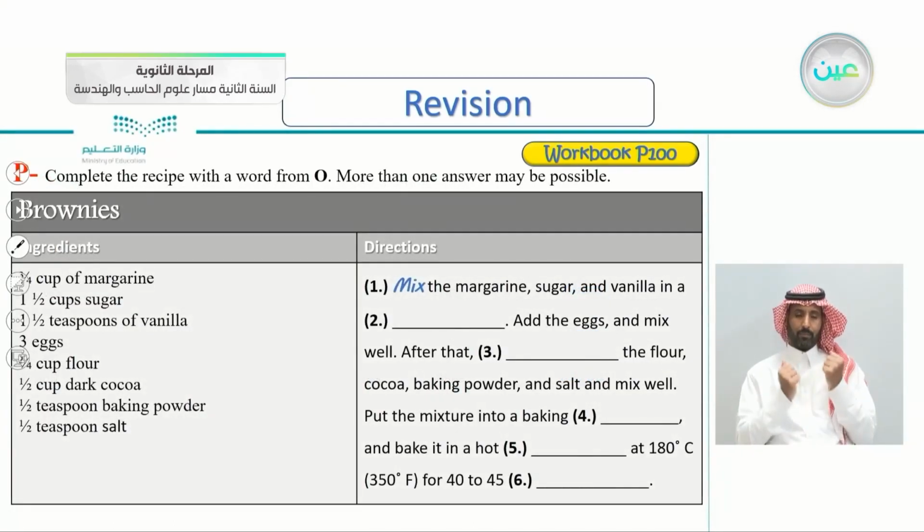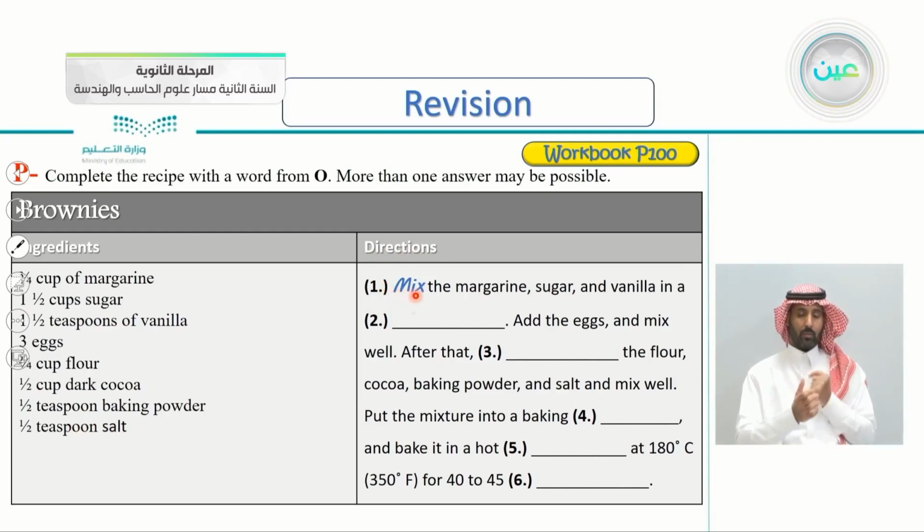Exercise P here, complete the recipe with a word from O. More than one answer may be possible. So we have the ingredients here: 3/4 cup of margarine, 1.5 cups of sugar, 1.5 teaspoons of vanilla, 3 eggs, 2/4 of a cup flour, a half cup of dark cocoa, a half teaspoon baking powder, and a half teaspoon salt. So these are the ingredients. Here are the directions, what to do.